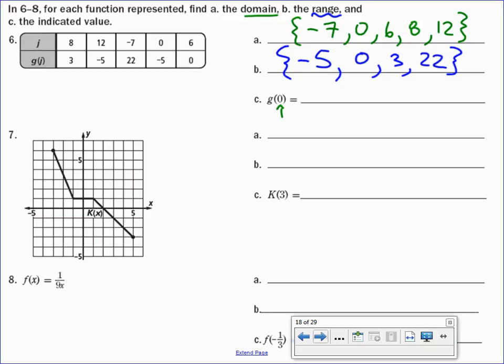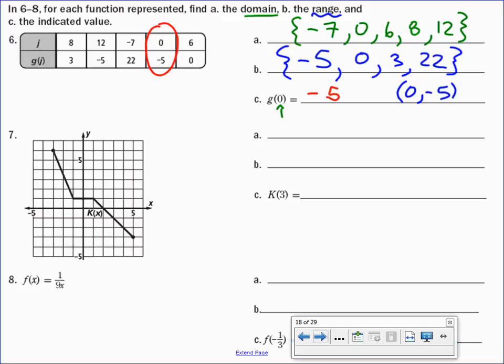And lastly, g of 0. 0 is inside the parentheses. 0 is my input value. 0 then must be my top row value 0, not this 0. 0 must be referring to this 0 because it's an input value inside the parentheses. So what function value, what g value is produced when I input 0 into my function? Looks like -5. So g of 0 equals -5. That's referring to the point (0, -5). However, the answer to g of 0 is -5.